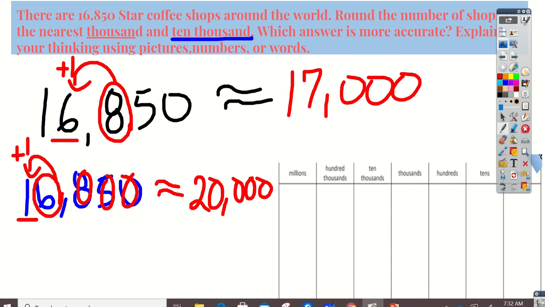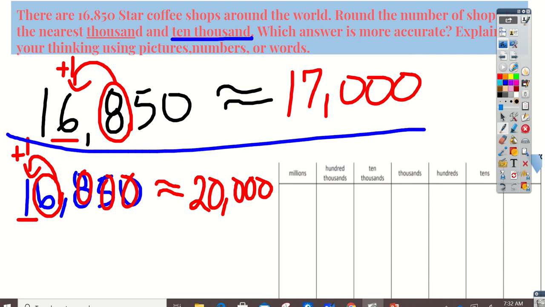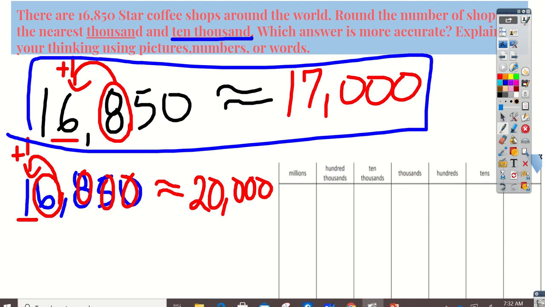Which answer is more accurate? Well, rounding to the nearest thousands place is more accurate for this scenario. If we're thinking about how many coffee shops there are and we want to give somebody a close guess, 17,000 is closer to the actual number than when we rounded to the nearest 10,000, which made it 20,000. 20,000 is way too much, but 17,000 is just right. It is closer to the 16,000.